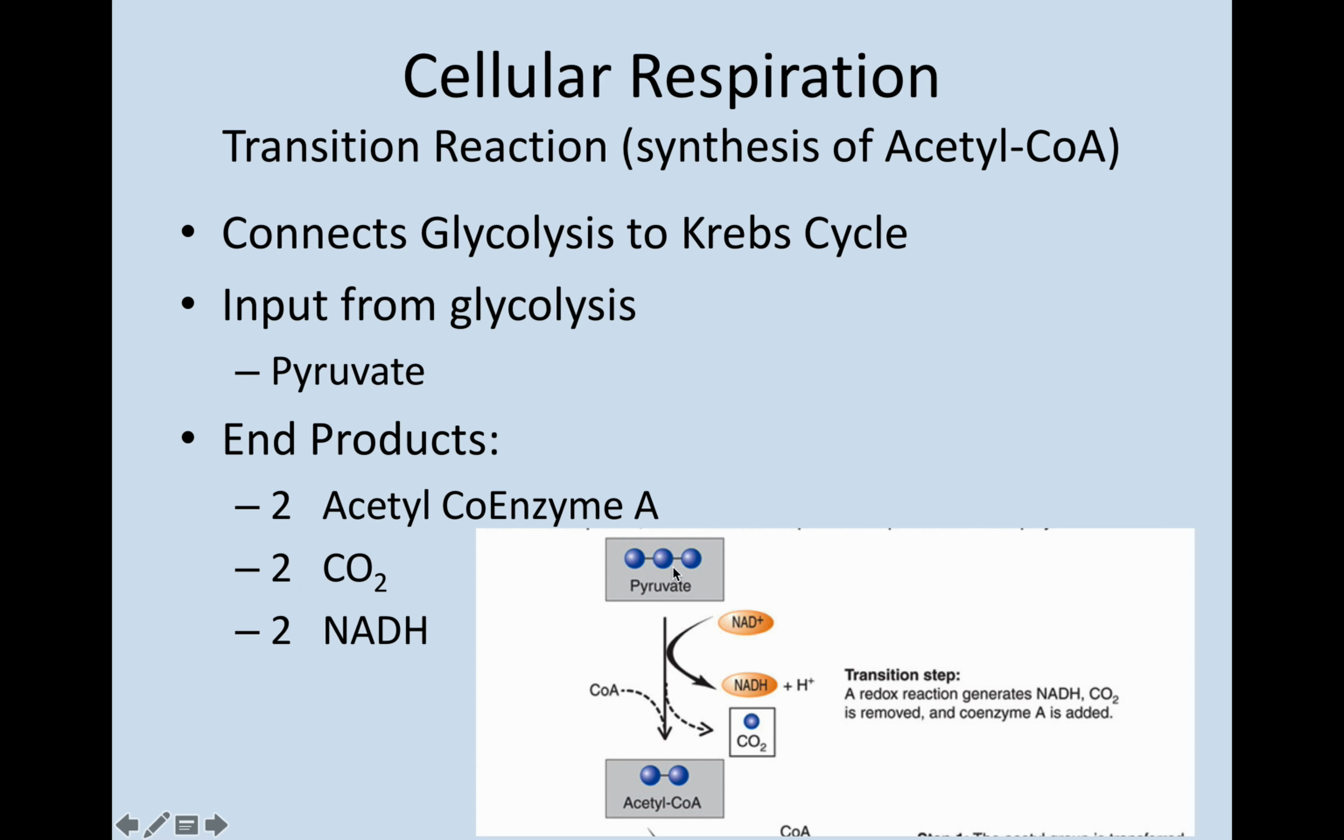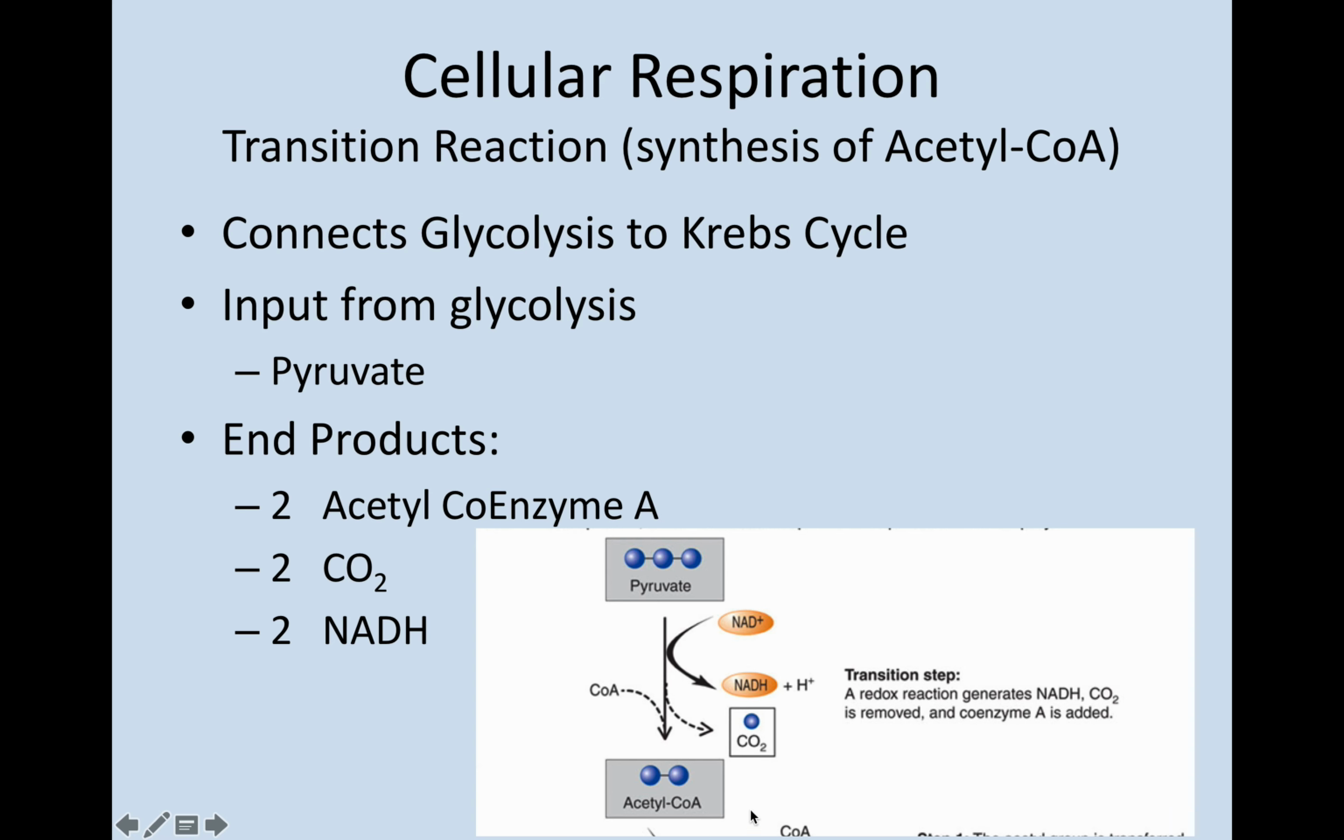So here's pyruvate feeding into this system. We're going to have NADH formed. We're going to have CO2 given off. We're going to have acetyl-CoA created. Acetyl-CoA is a 2-carbon molecule. We lose that carbon from one pyruvate as one of these 2 CO2s. So since we have 2 pyruvate going in, we're going to have 2 carbons lost, 2 carbon dioxides produced.